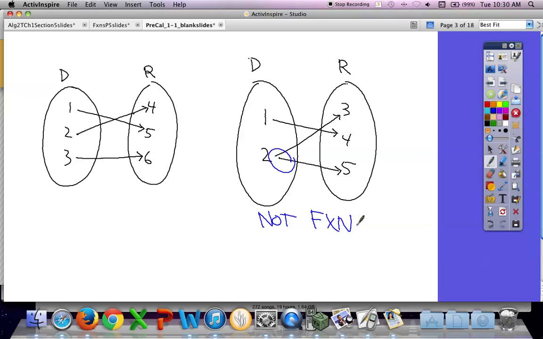Okay, there's no problem with this one because there's no value that has 2 arrows coming from it, so that's a function.